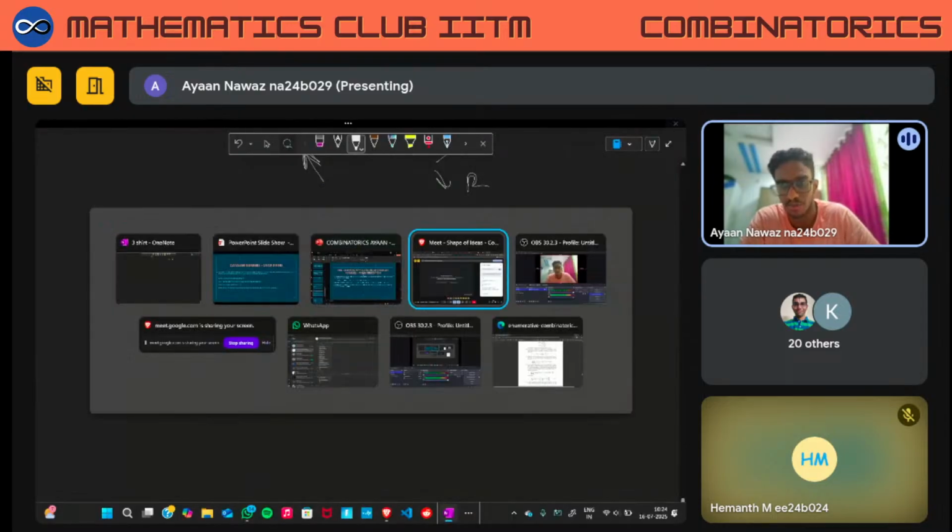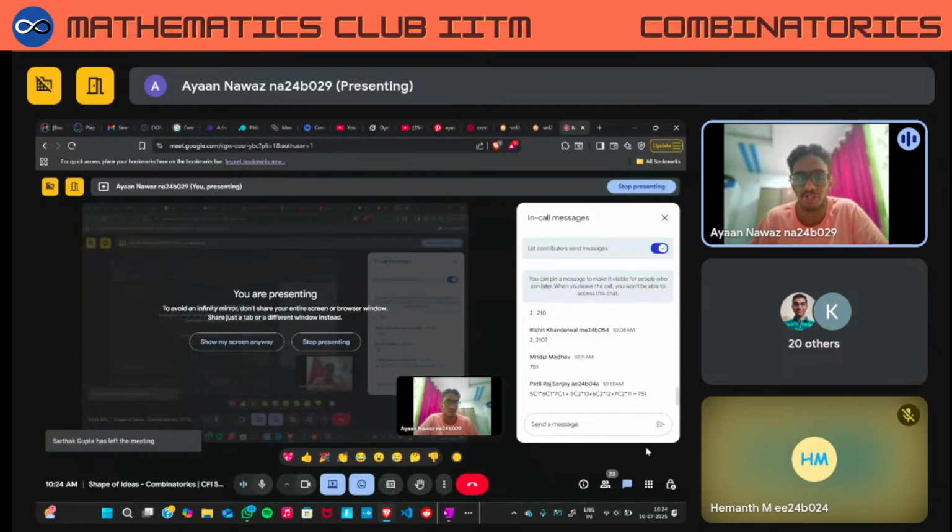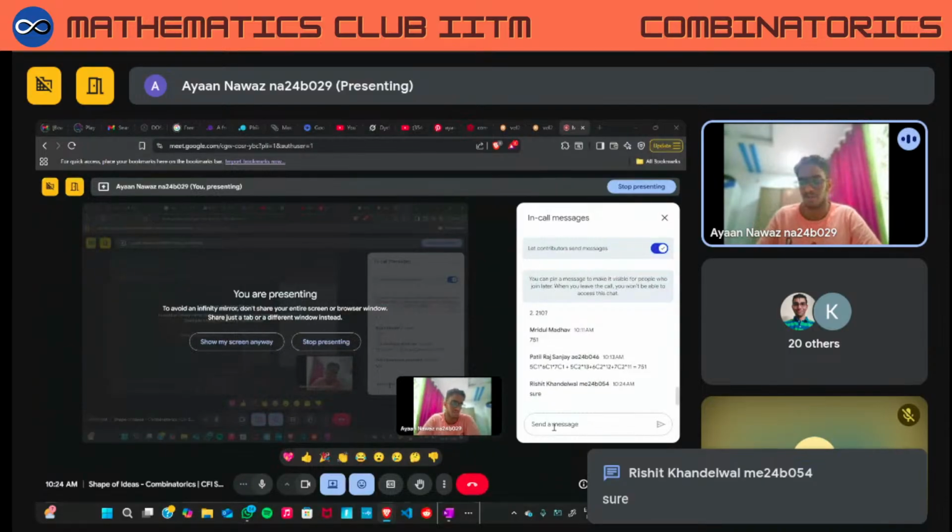Do you want to see the proof of Catalan numbers by using Dyck paths? I can show it to you because we're running short of time. If you want to see, I can show it to you using combinatorics. You can put it in the chat if you want to see. Nice. I'll show it to you.